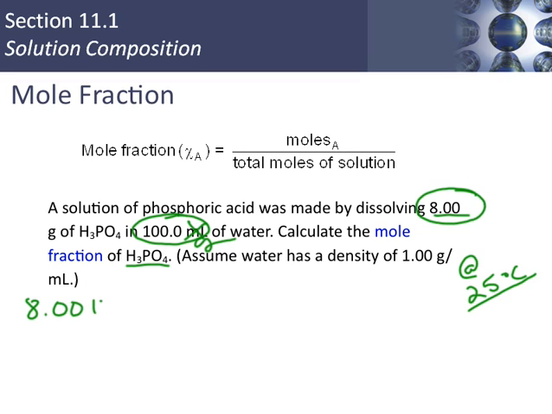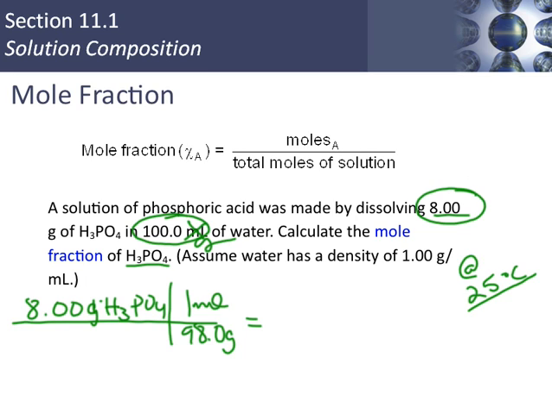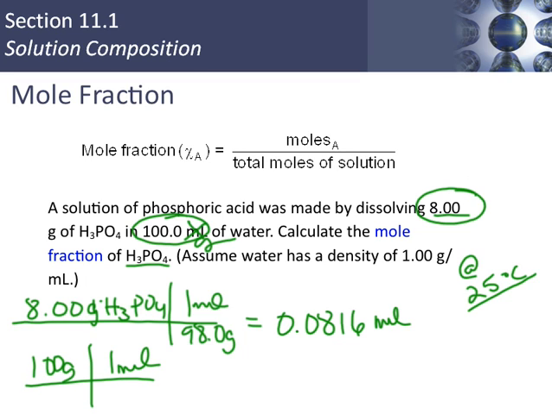Convert both of those to moles. So this is grams H3PO4. For every 1 mole, I have 98.0 grams, molar mass on the board. So what do I get for moles? Give me 0.0816 moles. Let's find moles of water. I have 100 grams. For every 1 mole of water, I have 18.02 grams. Moles. All right, so now what do I do?